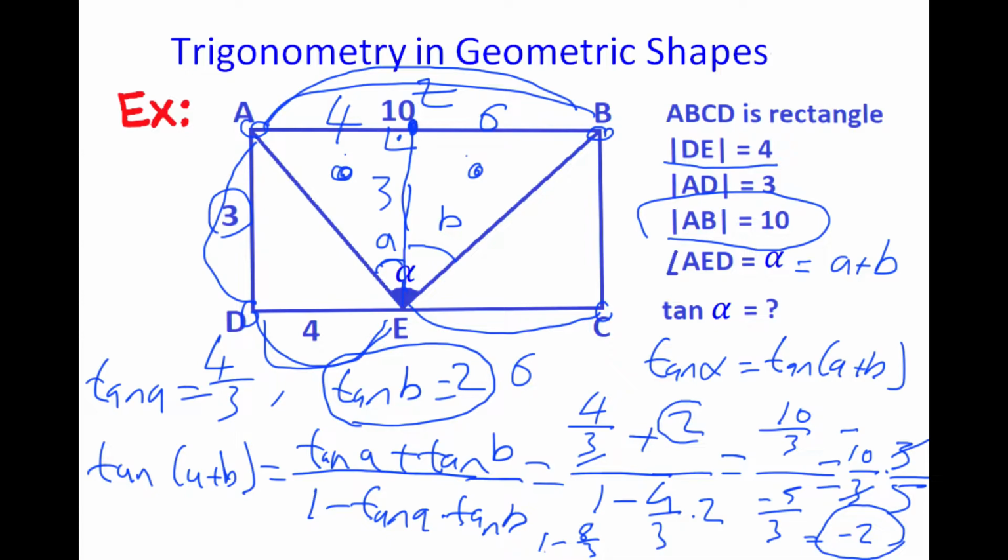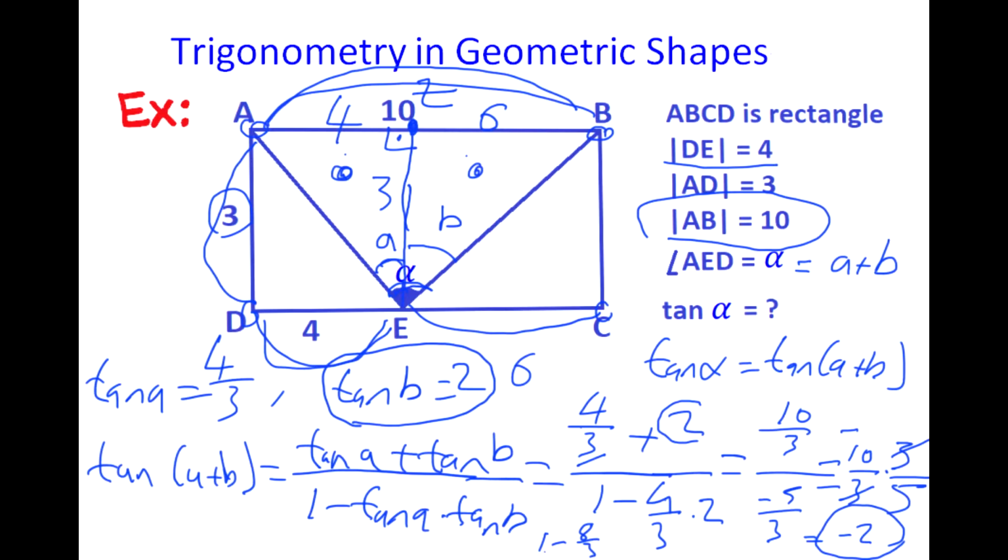By the way, why is it negative? Because, guys, this alpha is greater than 90 degrees, which is going to be in the second quadrant or in the second region, if you remember the unit circle. And in the second region or in the second quadrant, tangent is negative.